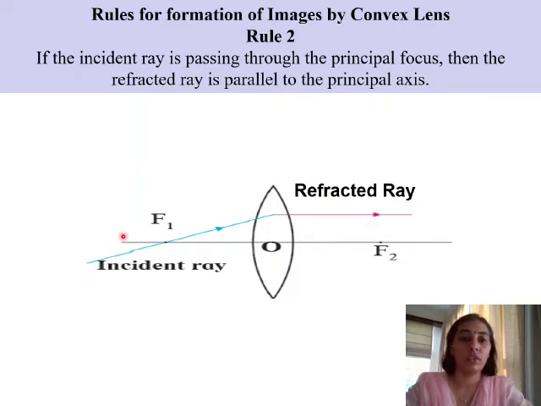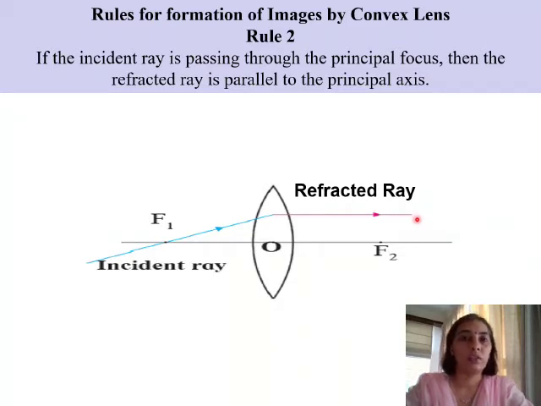Now here you have the biconvex lens. This is the principal axis. This is your optical center. Now here what you observe is that the incident ray is passing through the first focus, and after refraction, the refracted ray emerges parallel to the principal axis.